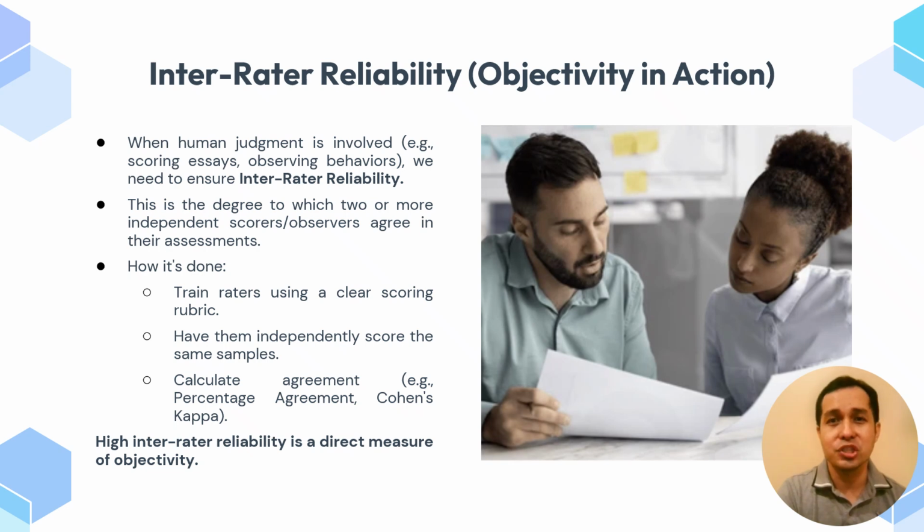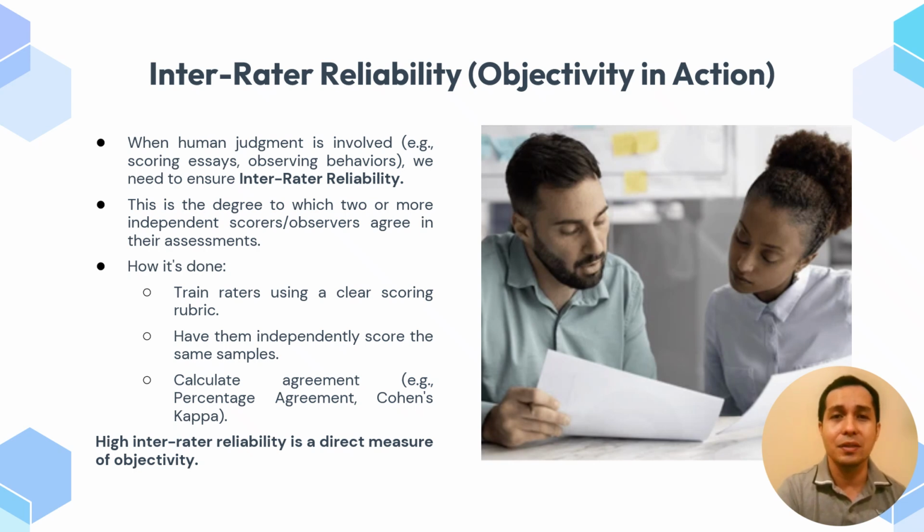Now, when human judgment is involved, like scoring essays or observing behaviors, we need a specific type of reliability called inter-rater reliability. This is how we ensure objectivity in action. The process involves training multiple raters using a clear, detailed scoring rubric. Then they independently score the same set of responses or behavior.